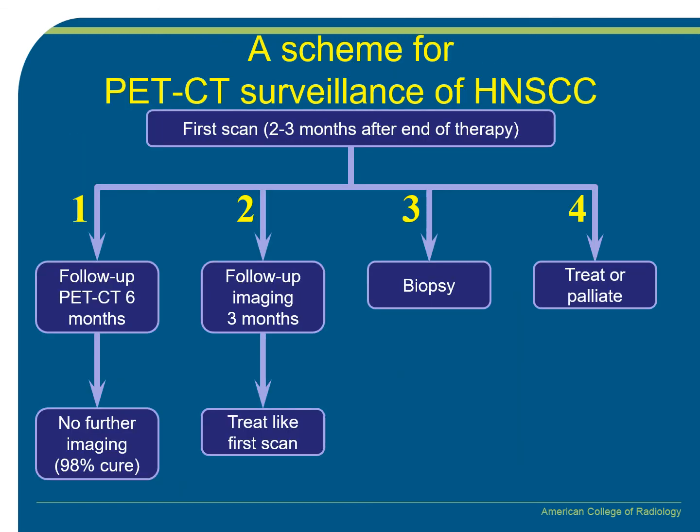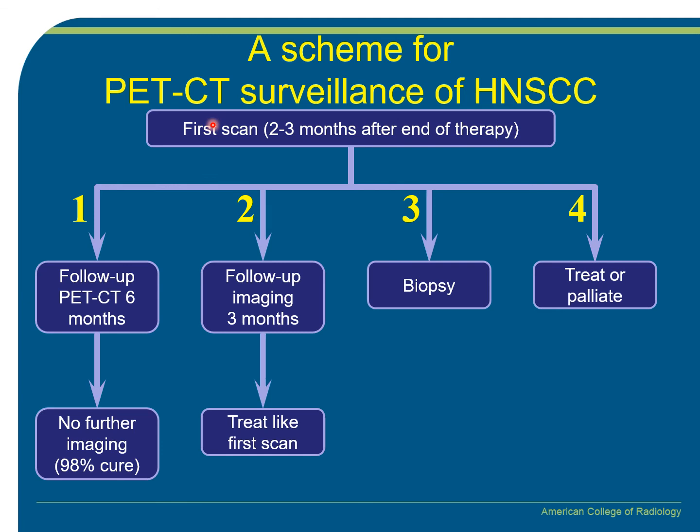I'm going to conclude with a summary slide that is the scheme we use for PET-CT surveillance of head and neck squamous cell carcinoma at the University of Pittsburgh. We start with a PET-CT scan 2 to 3 months after the conclusion of therapy. That might be surgery. Usually it's chemoradiation, either preceded by surgery or as first-line therapy. But 2 to 3 months after the conclusion of therapy, we get our first scan.